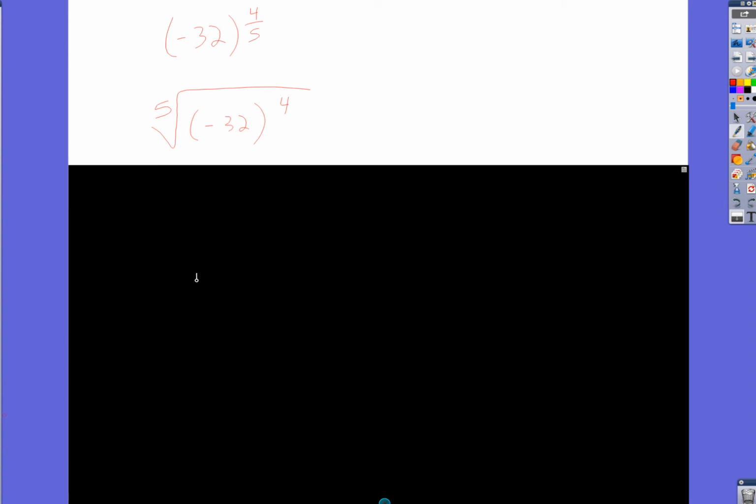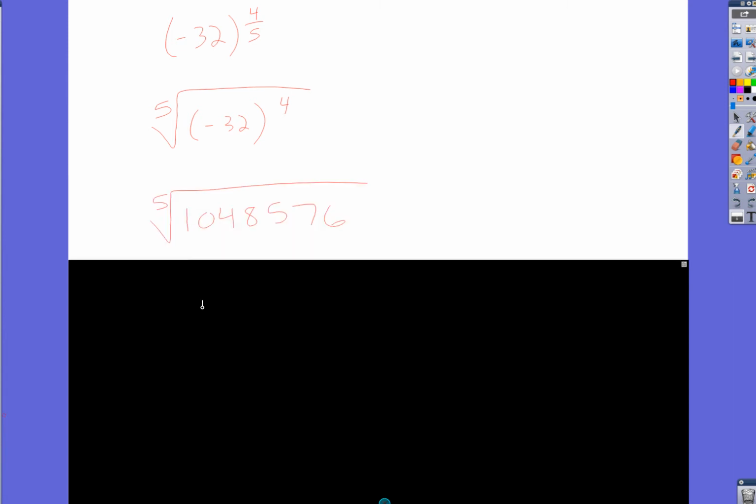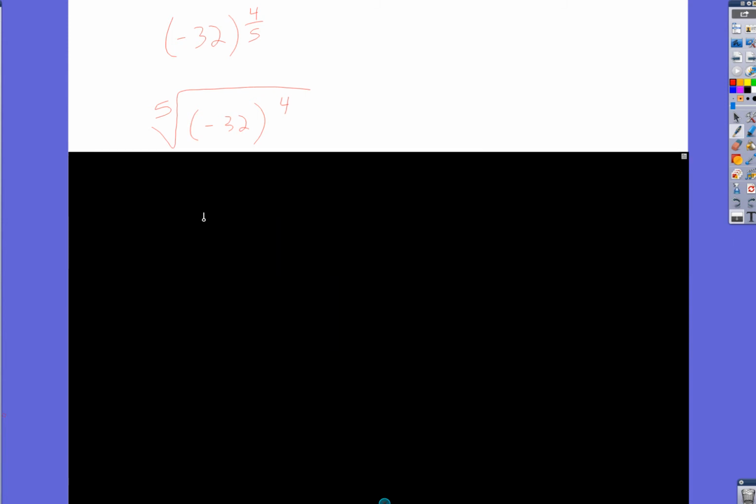Do I expect you to know that negative 32 to the 4th power is 1,048,576? No. Not without a calculator. But here's what theoretically you should be able to do without a calculator. Everybody here should know what happens when you take a negative number to an even power. It becomes positive. So you should know, without a calculator, no more negative.